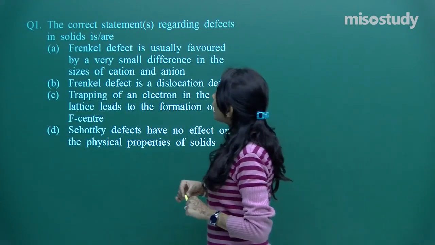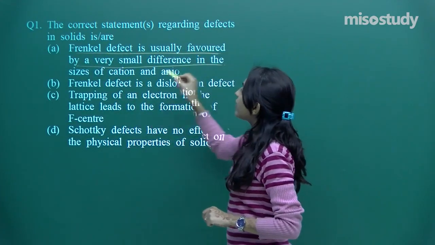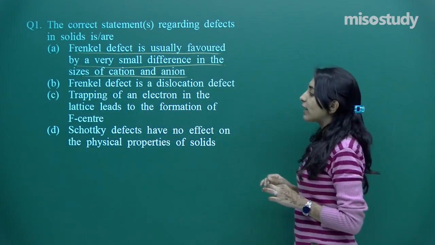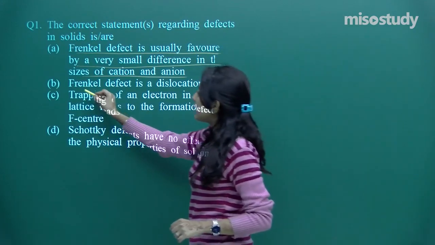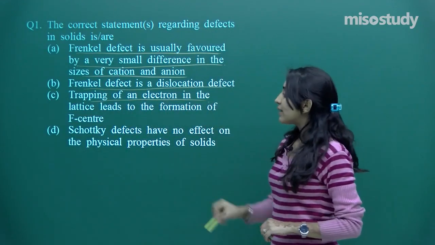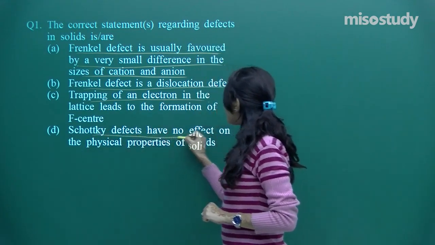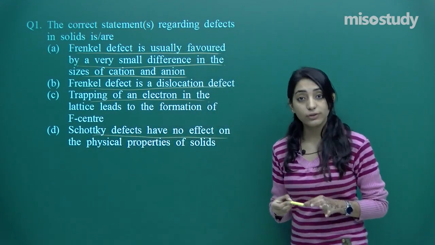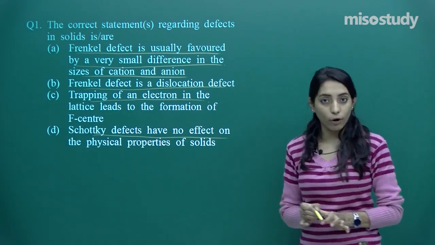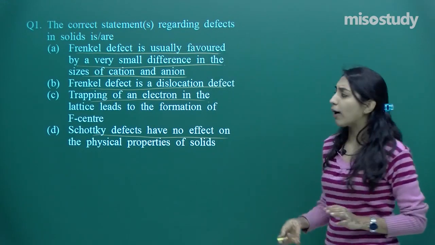It says that Frenkel defect is usually favored by a very small difference in the sizes of cations and anions. Let us read the options. Frenkel defect is a dislocation defect. Trapping of an electron in the lattice leads to the formation of F center. And finally, Schottky defects have no effect on the physical properties of solids. So these are some mixed statements, and we need to figure out whether they are correct or wrong. For these options we need to consider something about Schottky defect.